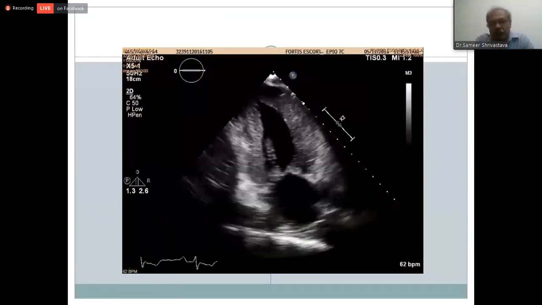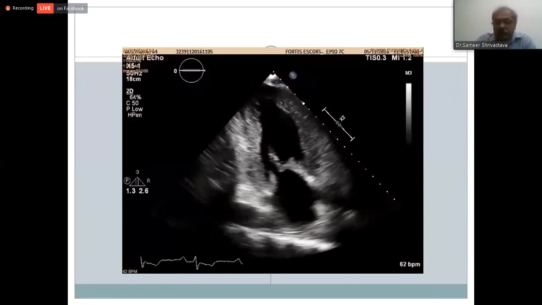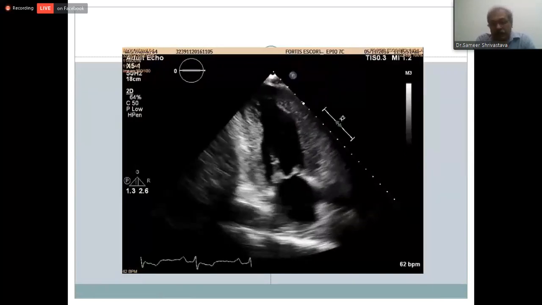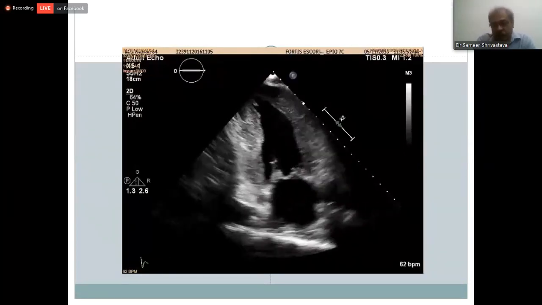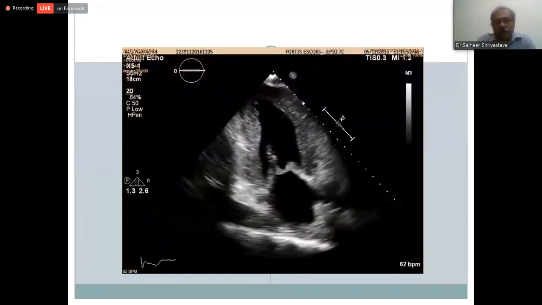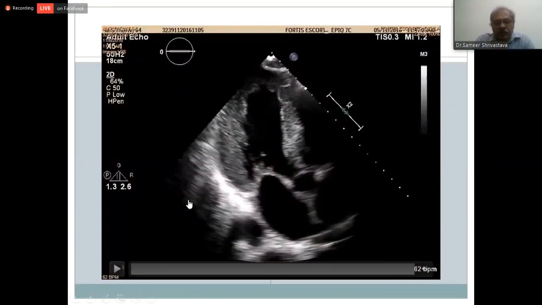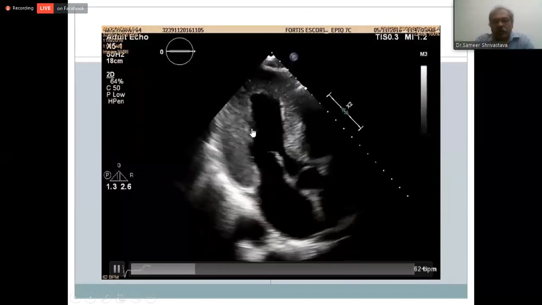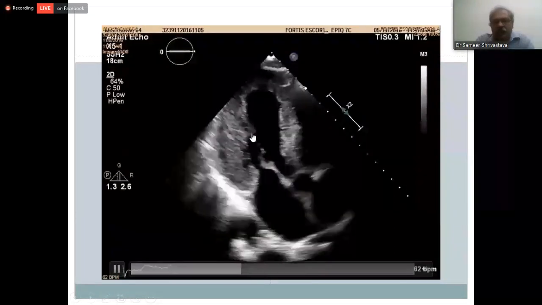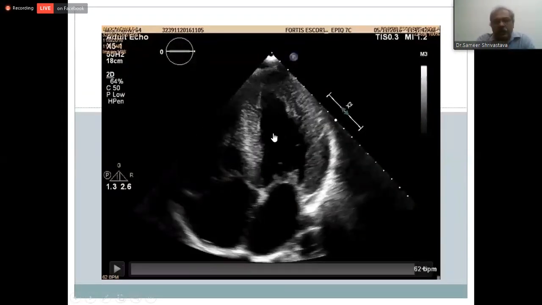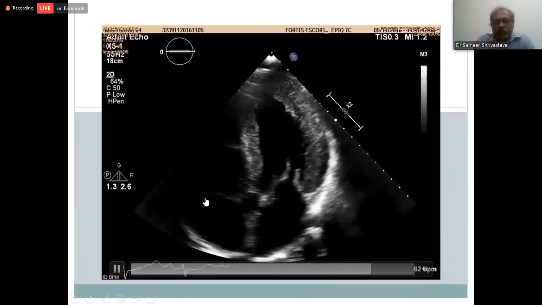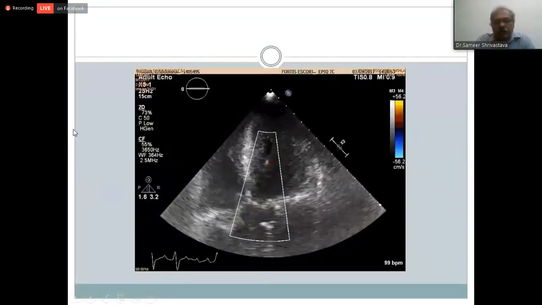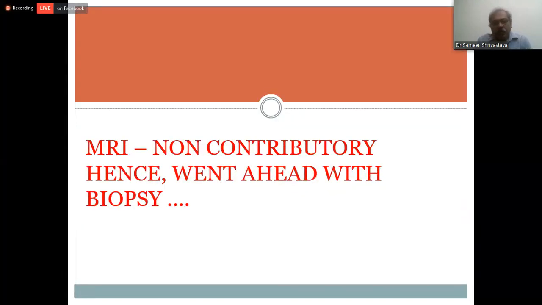And this is the reason why we started investigating this further. Because classically speaking, if you make a diagnosis of amyloid, there are treatments available for it now, at least in 2020 onwards. But here, if you look at this, this was not classical amyloid, because if you see amyloid, you should not see these recesses, and somehow the things were not gelling. And when we started digging at it too much, then we got an MRI done, which was kind of non-contributory, and we went ahead with a biopsy.